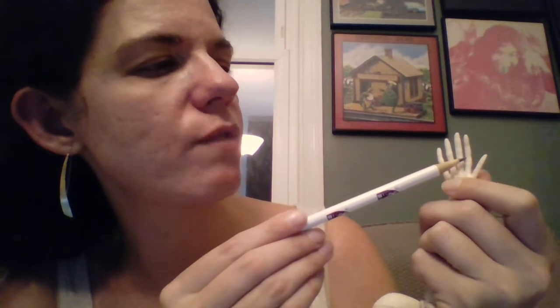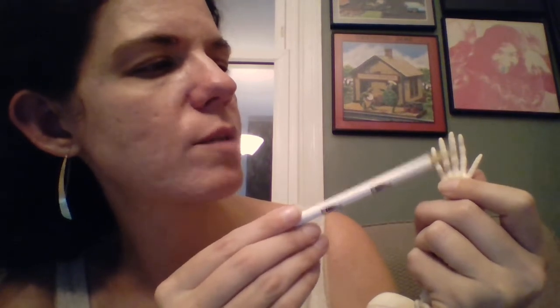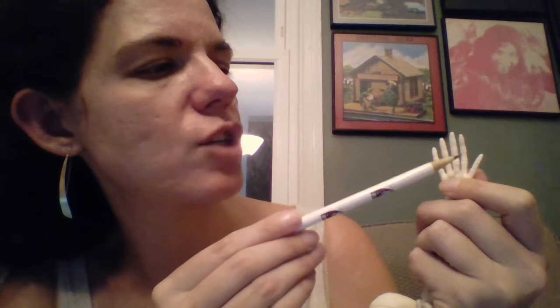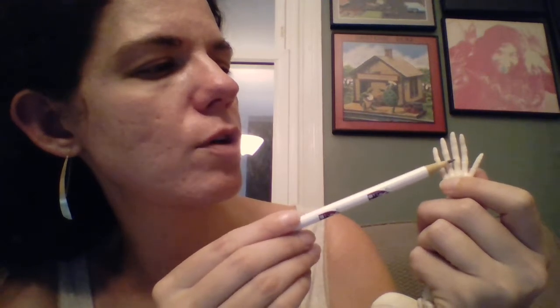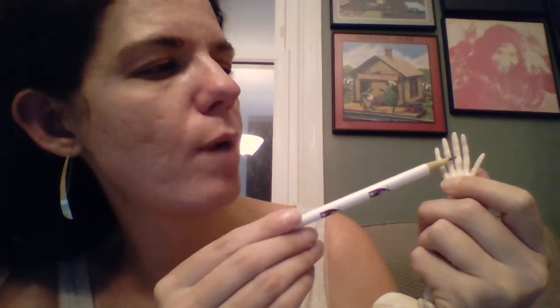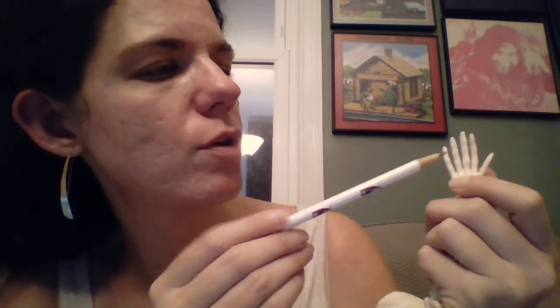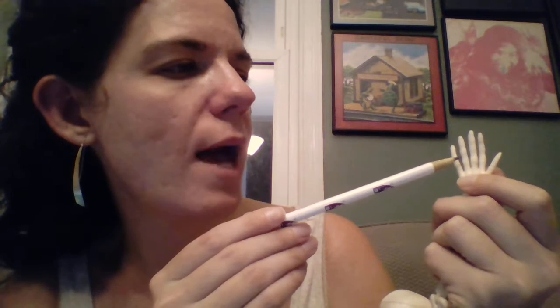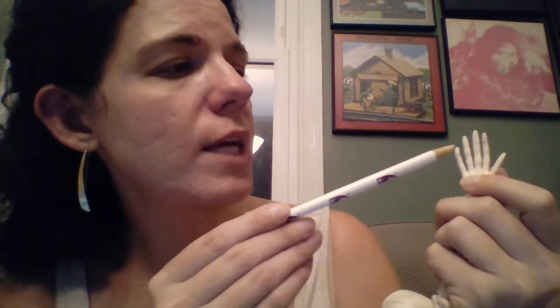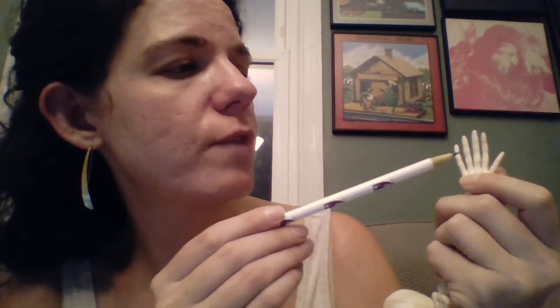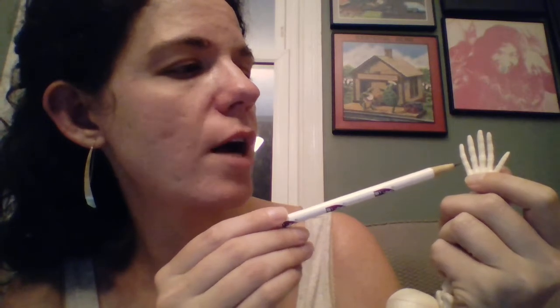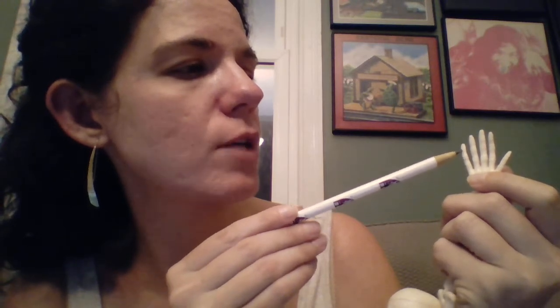Moving to the index finger, we have the proximal, intermediate, distal phalange of the first digit. Third or middle finger is the proximal, intermediate, distal phalange of the third digit. Moving to the ring finger, we have the proximal, intermediate, distal phalange of the fourth digit, and on the pinky we have the proximal, intermediate, and distal phalange of the fourth digit.